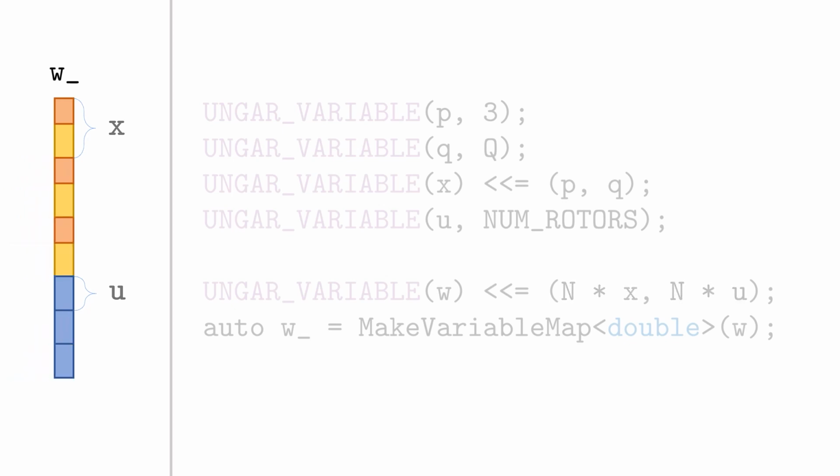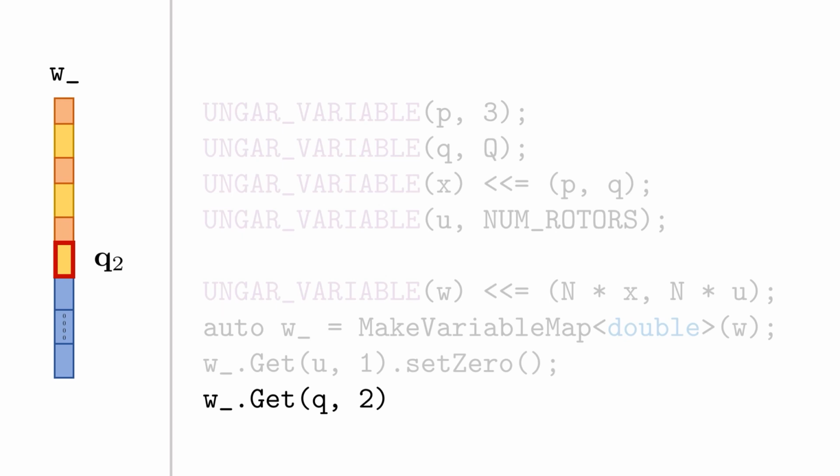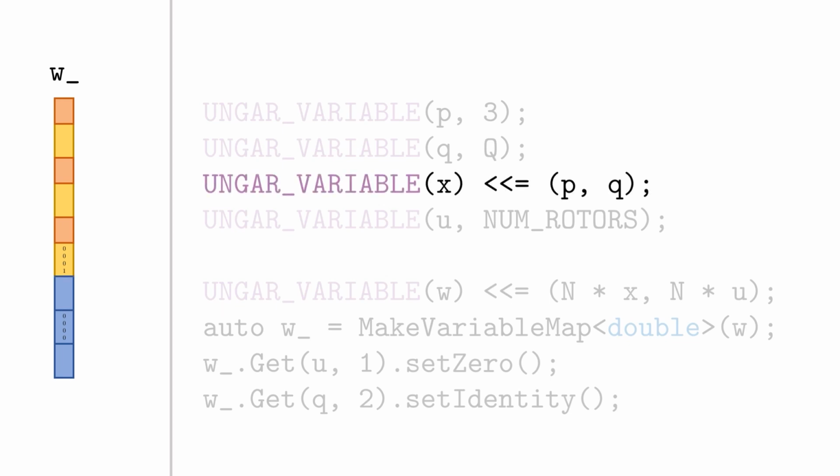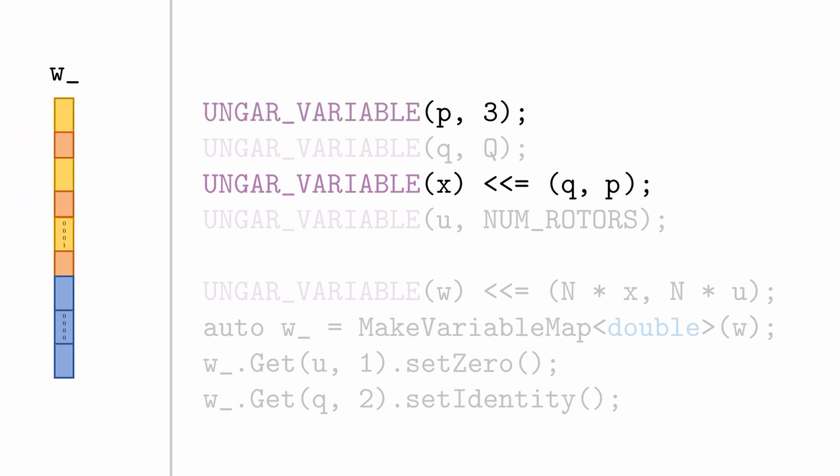Given all this information, Ungar automatically generates, at compile time, all necessary getters and setters to manipulate the underlying data. For instance, we can get the input at time step 1, and we can set it to 0 using Eigen interfaces. Similarly, we can get the orientation of the drone at time step 2 and set it to the identity quaternion. The real power of Ungar is that any changes in the variable hierarchies are reflected at compile time in the rest of the code, without the user needing to worry about indices.